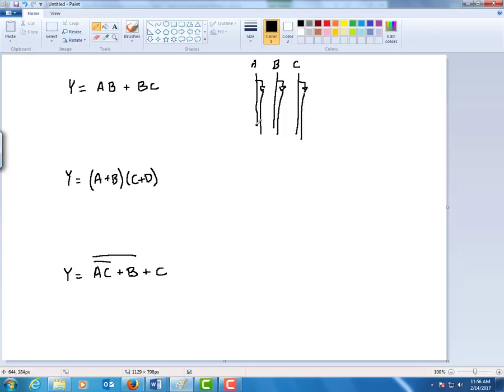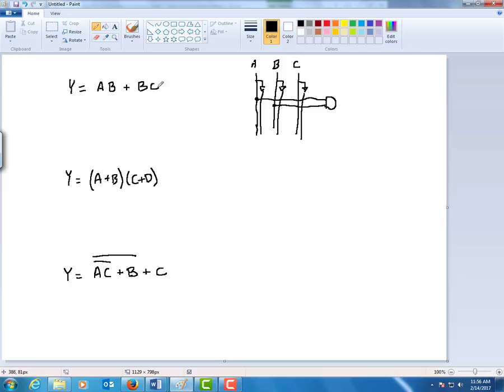Now let's draw the circuit. What's the first gate? It's A and B, right? It's an AND gate, similar to A dot B. So we'll draw the AND gate here. It's 2 inputs, right? So this one goes to A, and this lead will go to B, all right?